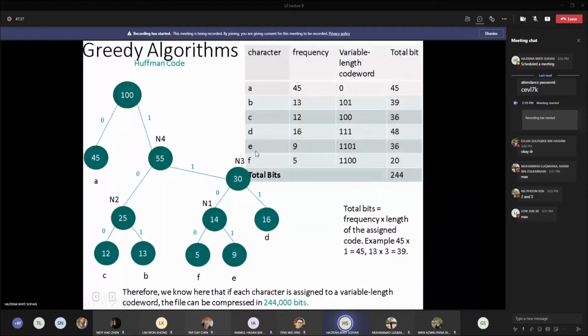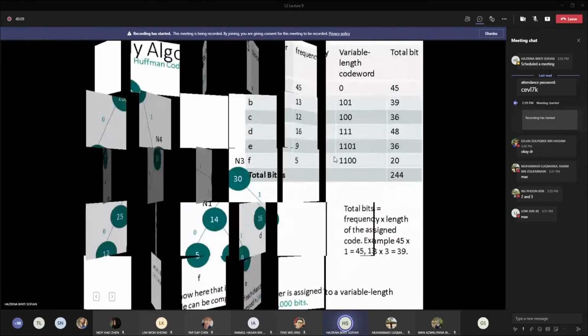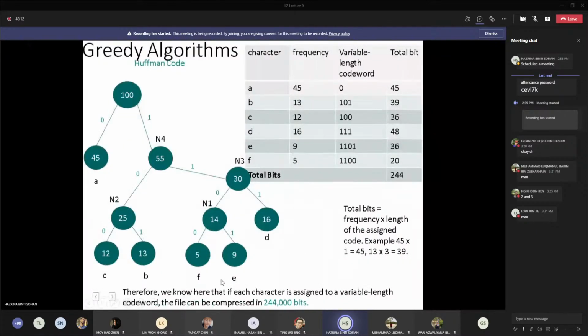And E, you can see here E is right below, because we want to make sure that the right below has lower frequency. So lower frequency can afford to have longer length of code word. So E we have 1101. Oh, sorry. 1101, and lastly for F we have 1100.